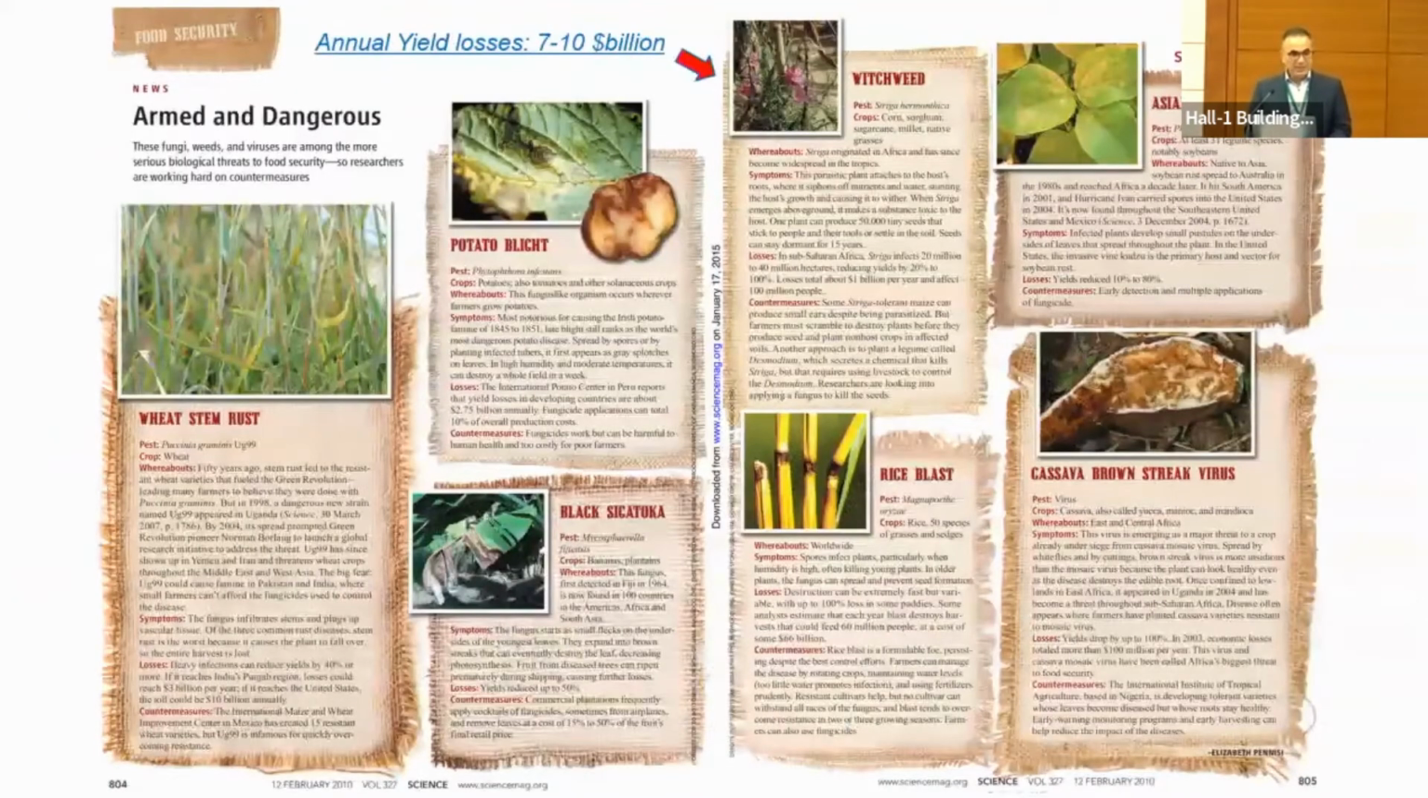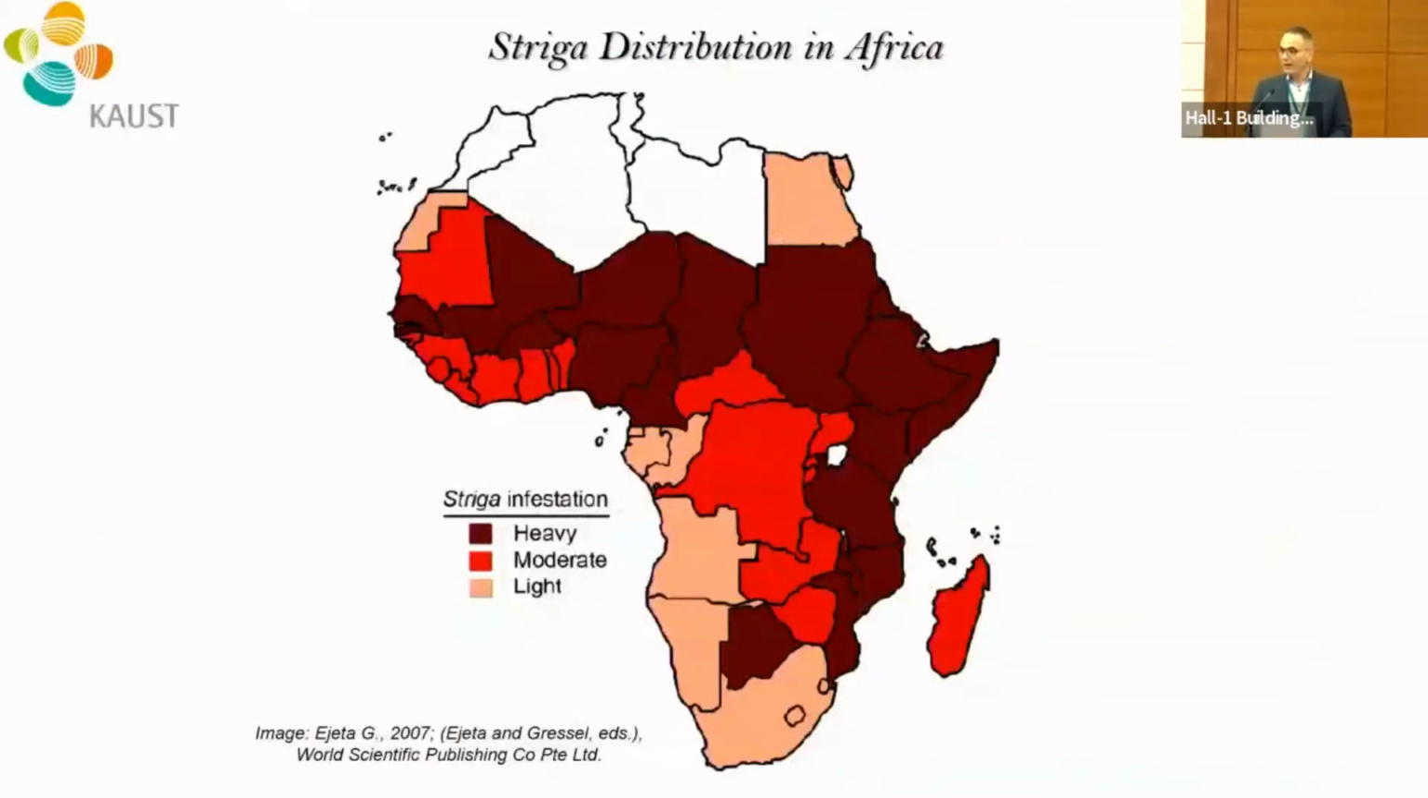Indeed, this plant is one of the 7 major threats to global food security. It's causing annual losses ranging from $7 to $10 billion every year. As I said at the beginning, it's particularly affecting agriculture in Africa. You see the distribution of this parasitic plant. It's present in sub-Saharan Africa, in Eastern Africa, and in Southern Africa.